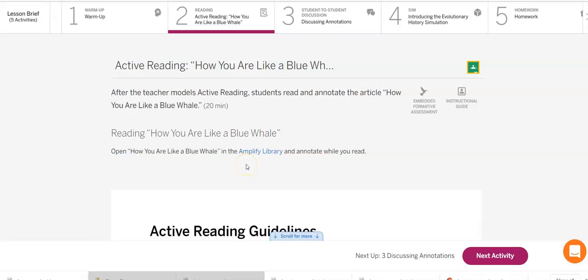To get to your article, you'll be on Amplify. You'll do your warm up, you'll click next, and then it'll take you here. You click Amplify Library.